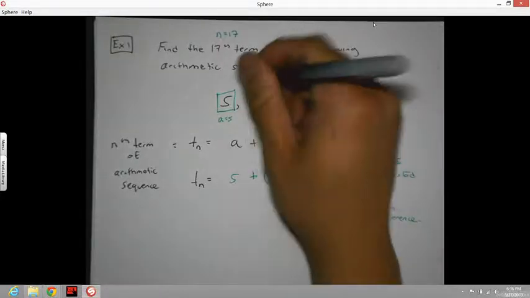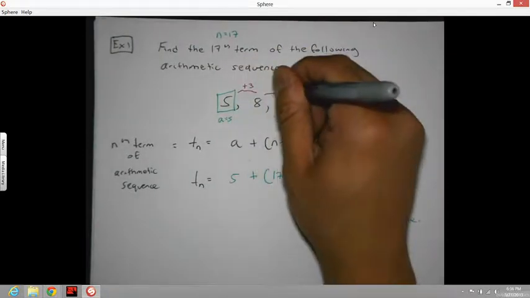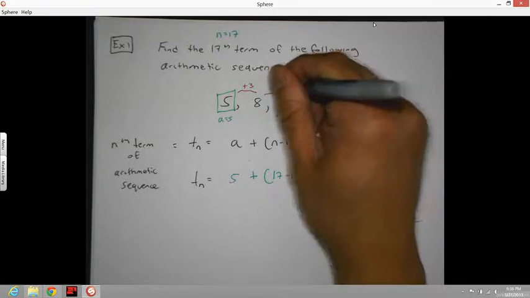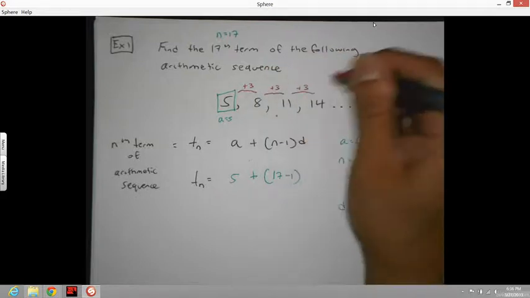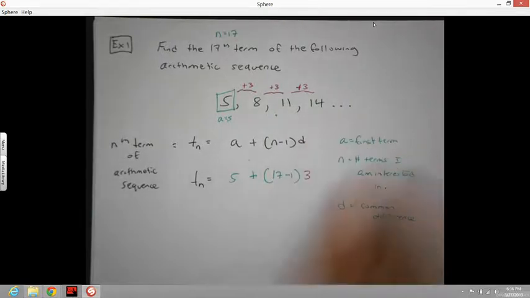Well, the truth is, here, I'm adding 3 to 5 to get to 8. I'm adding 3 to 8 to get to 11. And I'm adding 3 to 11 to get to 14. So you know what? I know my d. My d is 3. Okay?